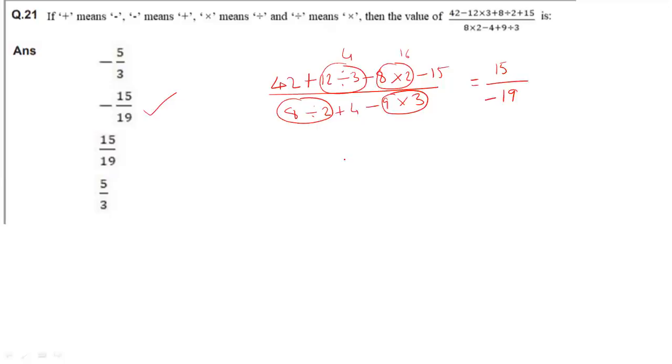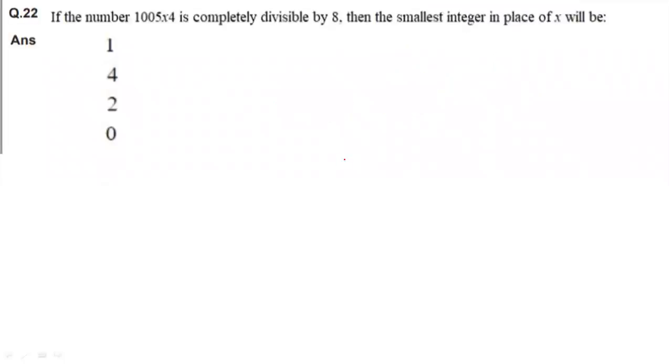Now let's see the next question. The number given is completely divisible by 8. Completely divisible by 8 means the last 3-digit combination should be divisible by 8. Then what is the least possible value that can come in X? We luckily know 512 is divisible by 8 because 8 cube is 512.